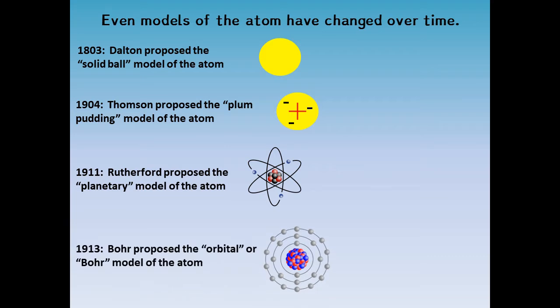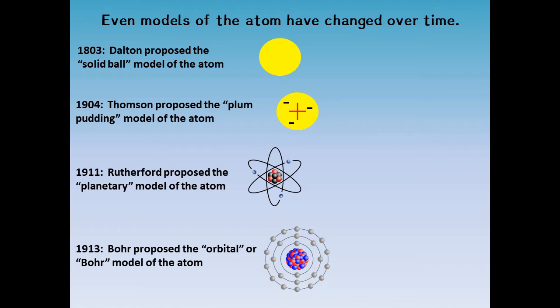In 1913, Bohr proposed the orbital or Bohr model of the atom. And this is the one you're most likely to see in your classrooms because it's, well, easy for your teachers to teach from. Anyway, the Bohr model of the atom shows us the nucleus in the center along with its protons and neutrons, and then orbiting that nucleus in these ring-like paths called orbitals are the electrons.